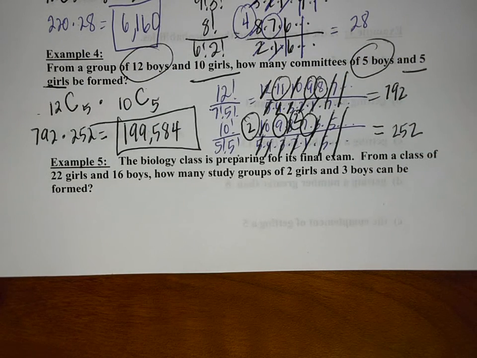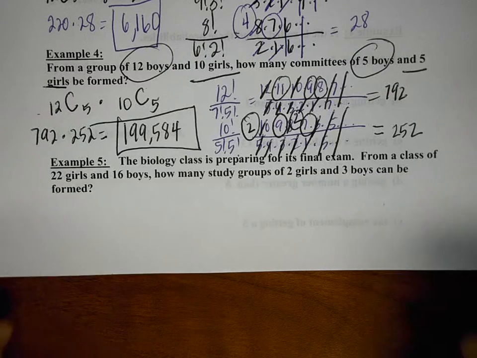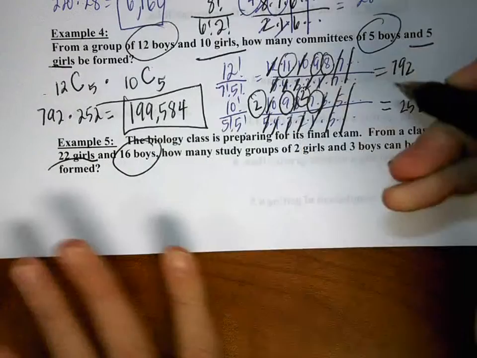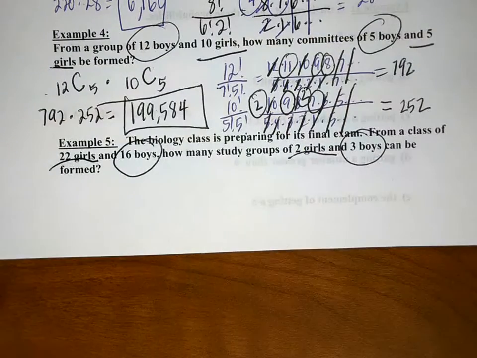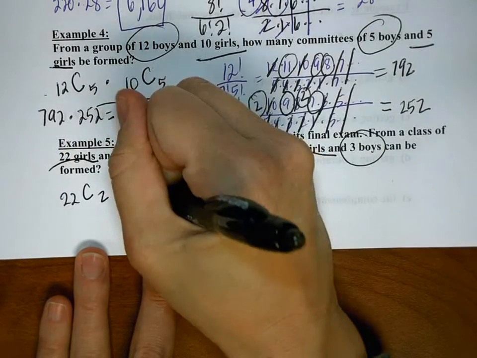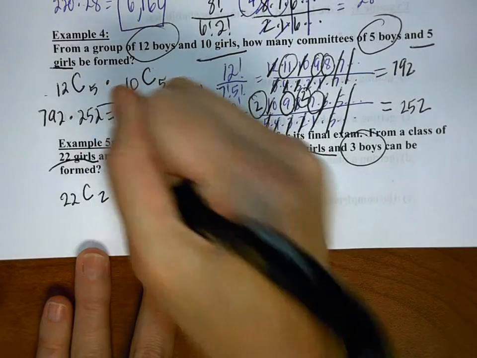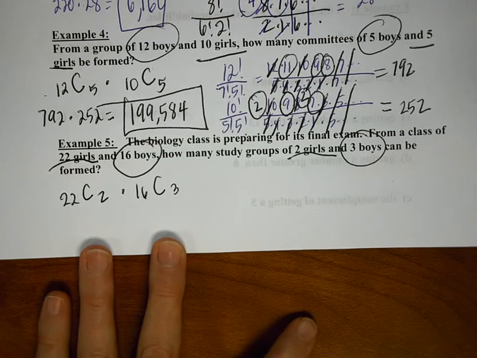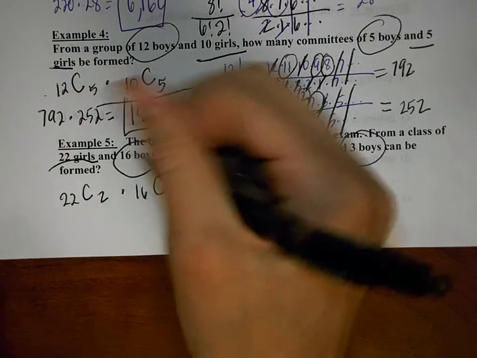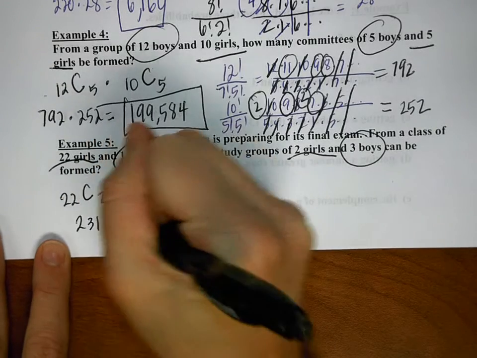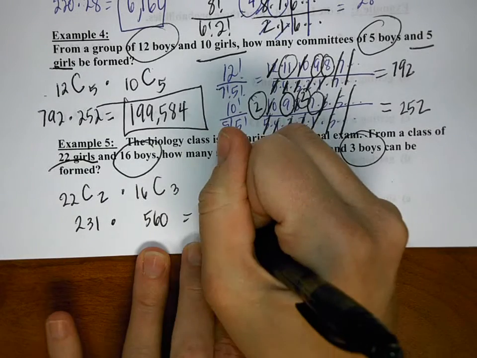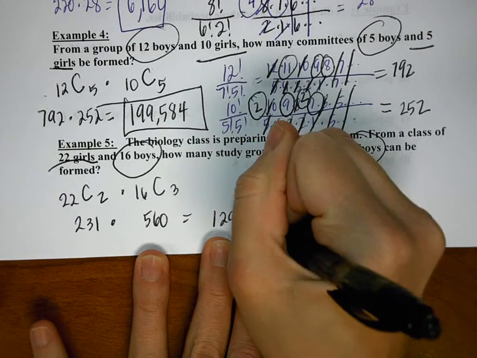Okay, last one. Let's see if I can finish it in a minute. Okay, again, you have a combination. We have girls and we have boys. So we have 22C2 for the girls, and then I have 16C3 for the boys. I'm going to have you guys go ahead and kind of do this on your own, but for the video's sake, when you end up doing all the math, you get 231 times 560. So that's what these two answers come out to be. And you multiply those together and you get 129,360 as your answer.